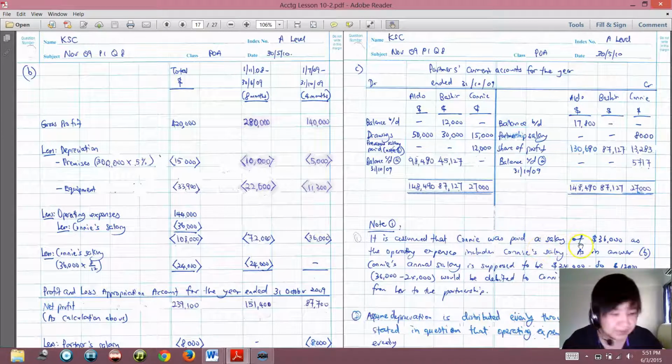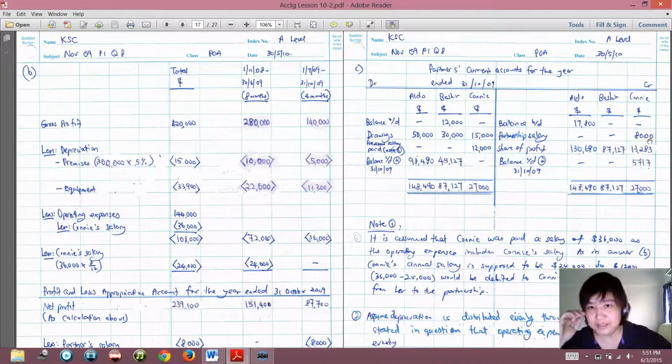So I'm telling the examiner, because the question is not clear, that I'm assuming the 144,000 includes Connie's salary as a staff of 36,000, as it is stated in the question. As the answer in B, Connie's annual salary is supposed to be 24,000. So Connie's salary as a staff is supposed to be only 24,000. That means 12,000, because you have already credited her partnership salary of 8,000. So we should take back from her the 12,000.